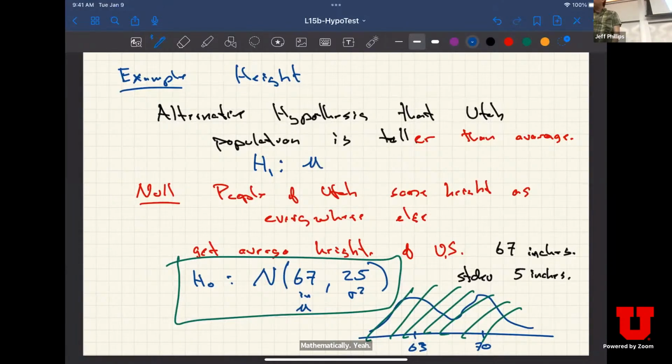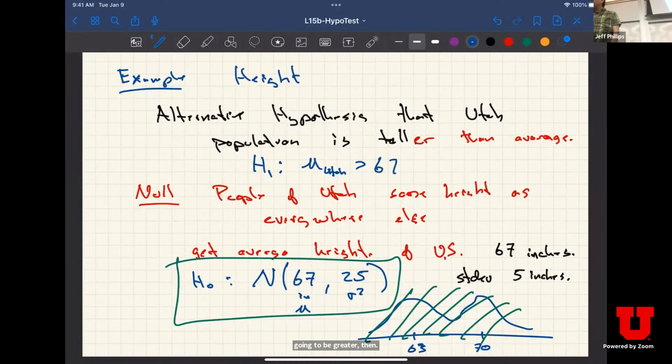Yeah, right. So we'll say that the mean in Utah is going to be greater than 67. I don't need to say specifically what the distribution is. Implicitly, I'm assuming it's still a normal, but that doesn't really come into play. I'm assuming that the expected value of the Utah distribution is larger than 67.